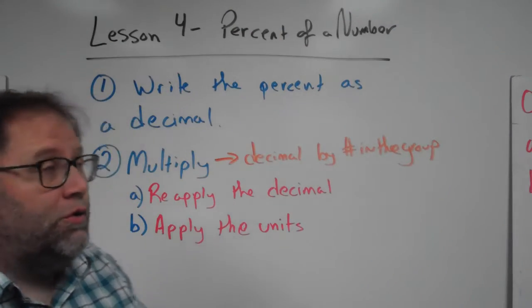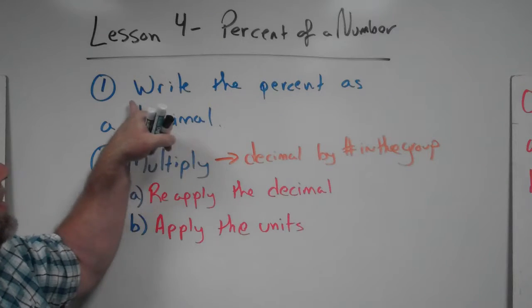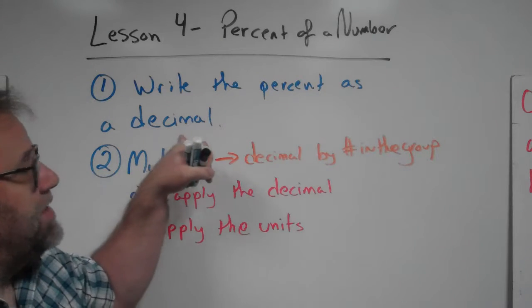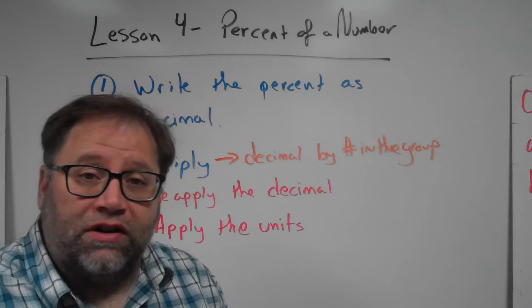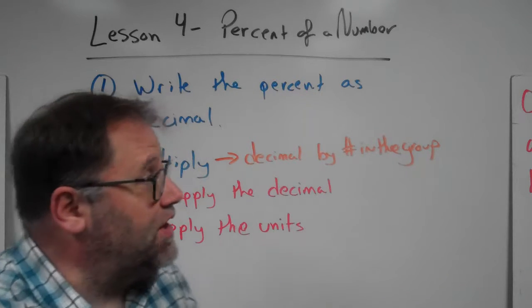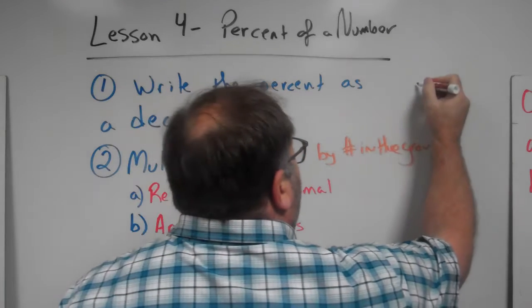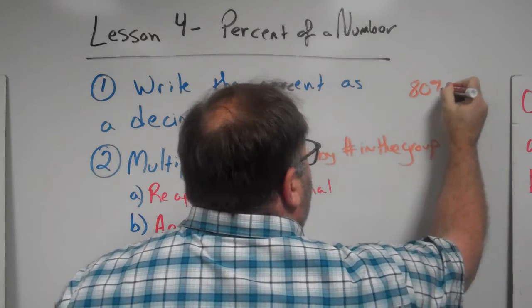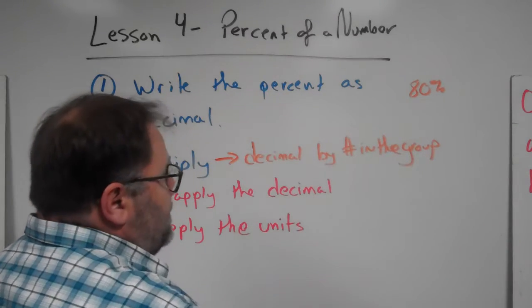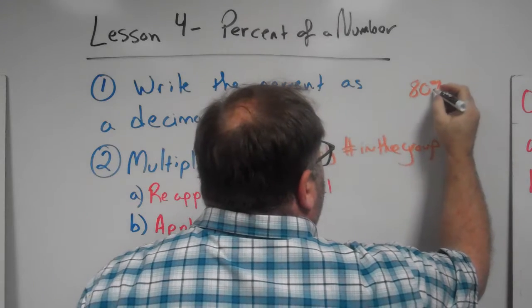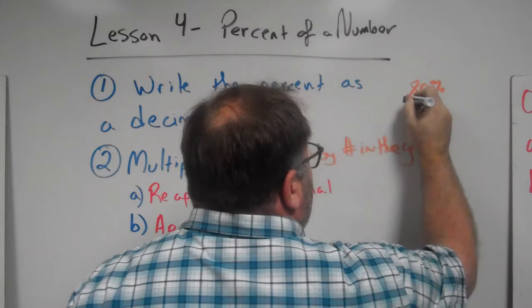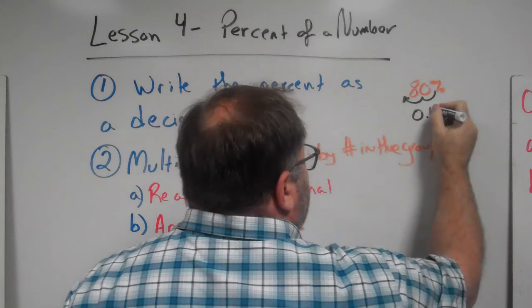The first thing we're going to do is take that percent and write that percent as a decimal. Okay, so we're going to rewrite it as a decimal. We practiced that just in our last lesson. Remember, we're going to take whatever percent we have. So here's an example. Here's 80%. And to rewrite that as a decimal, I'm going to move 2 spaces to the left and say 0.8.